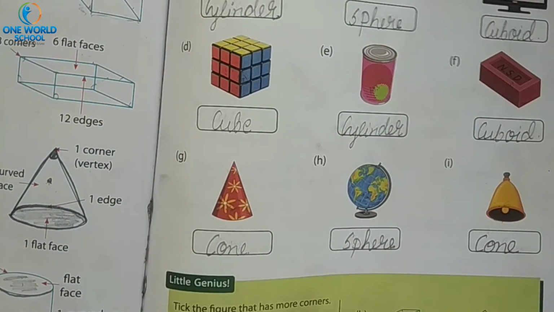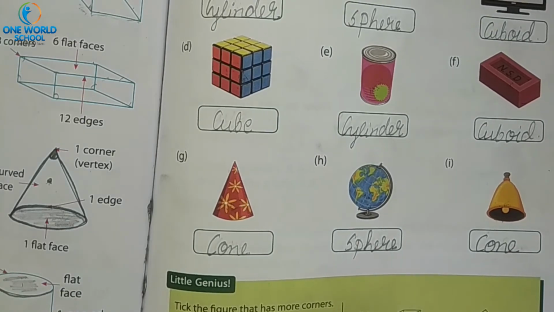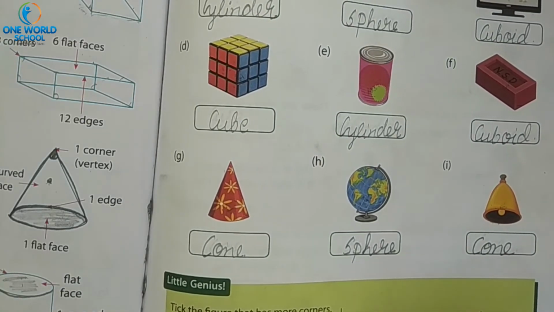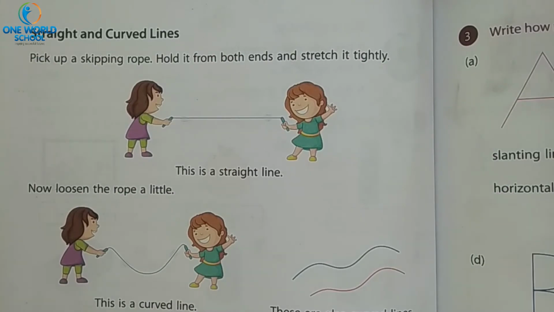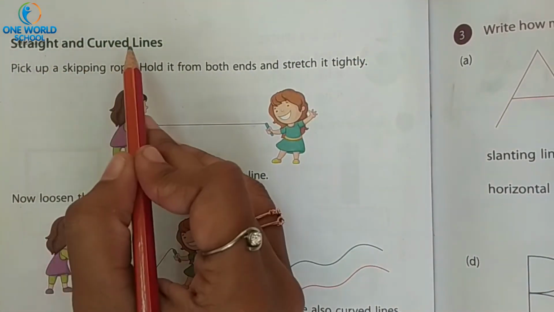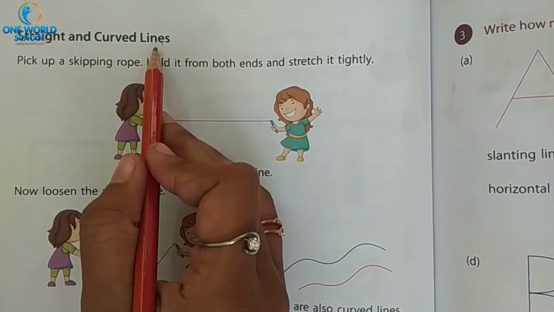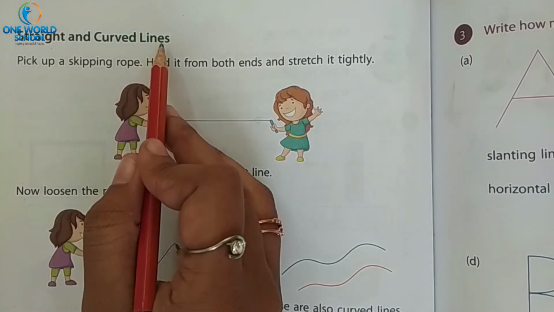Completed till here? Yes or no? Yes. So turn the page. Take next page. Now we have to learn straight and curved lines. What we have to learn? Straight line and curved lines.